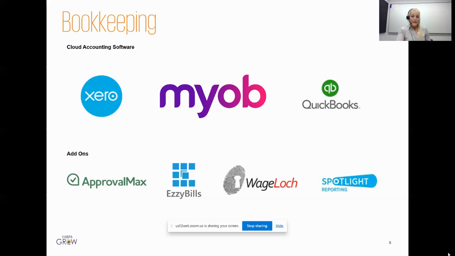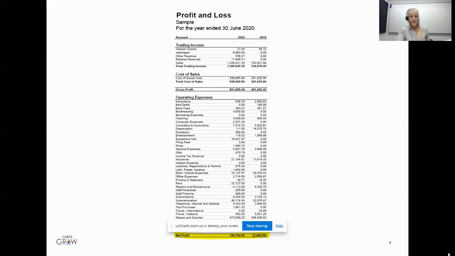So how do you read and interpret financial information? Let's take a closer look at some reports. The two main reports that you'll look at are a profit and loss and a balance sheet. Here we have a profit and loss statement for the year ended 30 June 2020. Here you can see at a glance the total income you have made for a particular period. In this case, it's annual. You can also see your cost of sales and operating expenses.